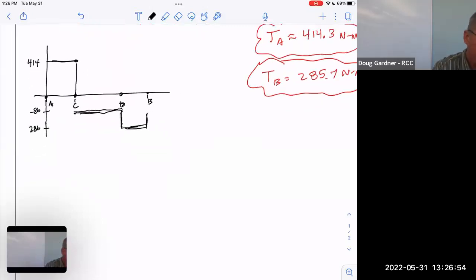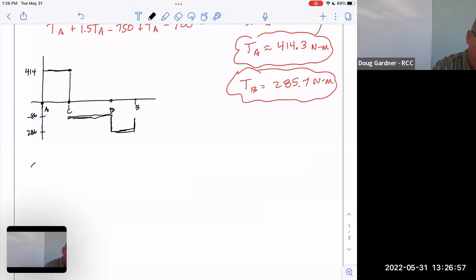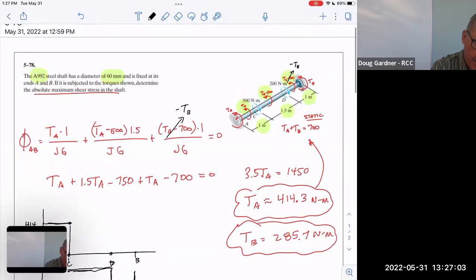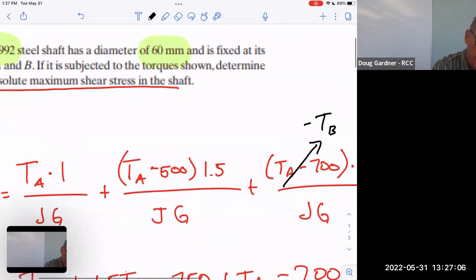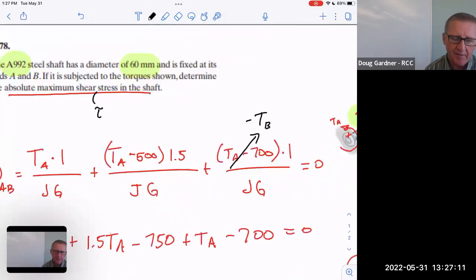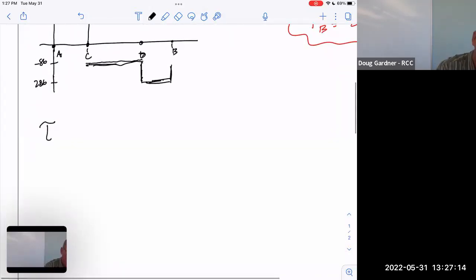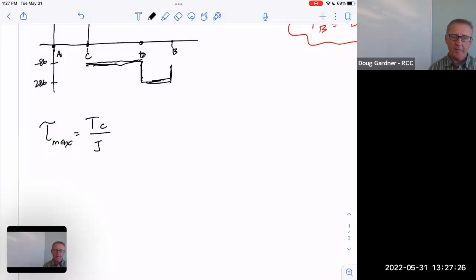Okay, if that's the case, I can actually find, remember this was called the shear stress, tau, the shear stress in the shaft. I don't know about you, but it's like, wait, what was that equation again? Yeah, torque times outer radius divided by J, the rotational resistance to torque. So I say, cool, I know that this is 414.3.